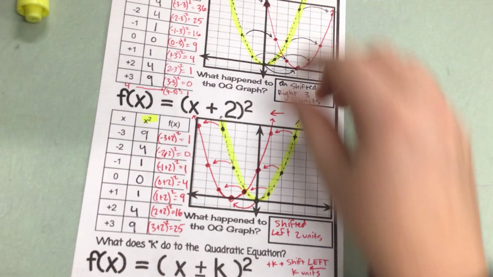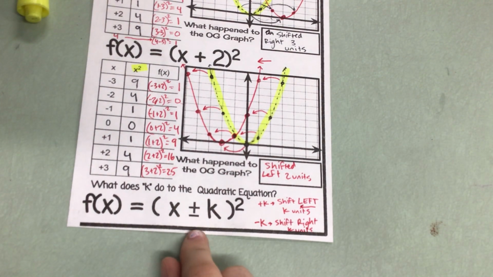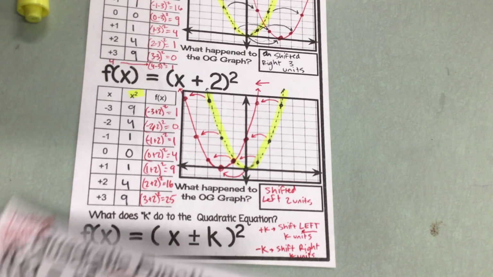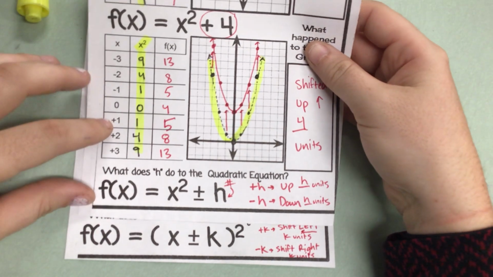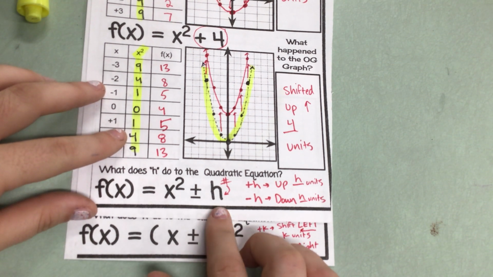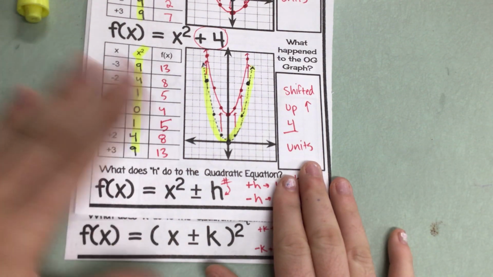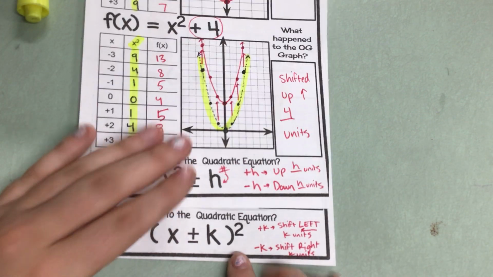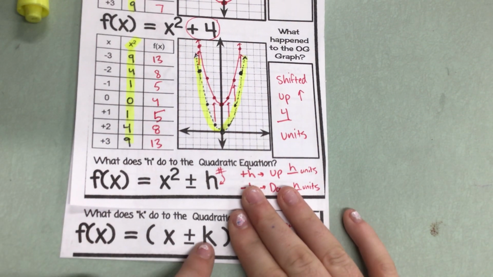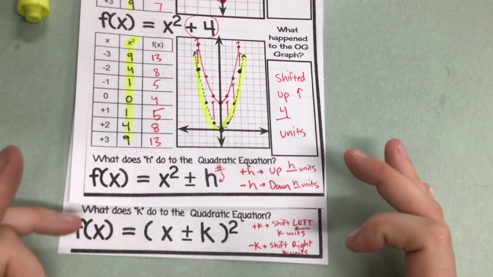And that's it. In class tomorrow, get ready to start going in and out of these two types of equations, the x plus or minus k squared, and then the x squared plus or minus h. Notice that the h has nothing to do with the x squared. You have to do the x squared first, and then you deal with the h. But the k directly affects your input, and after you do that, then you square it. So that's the difference between these two equations.